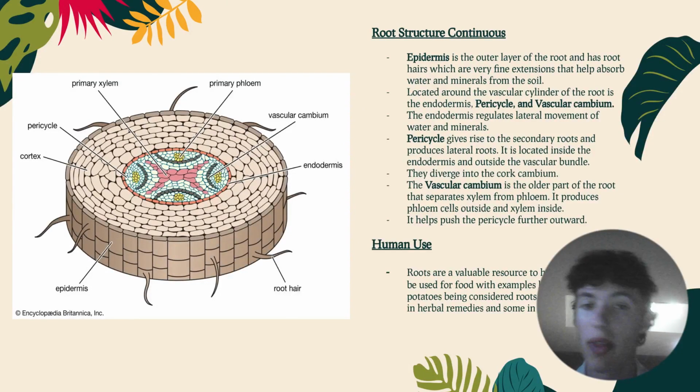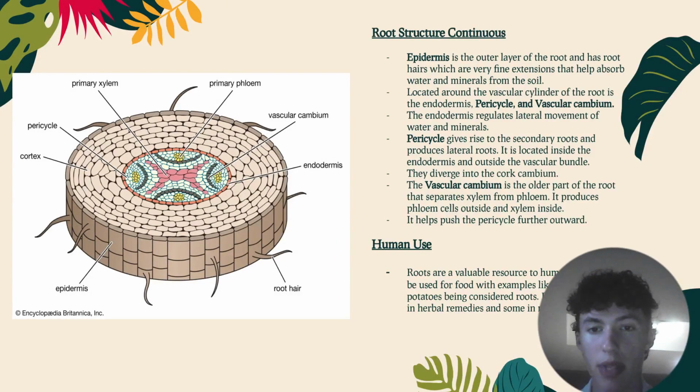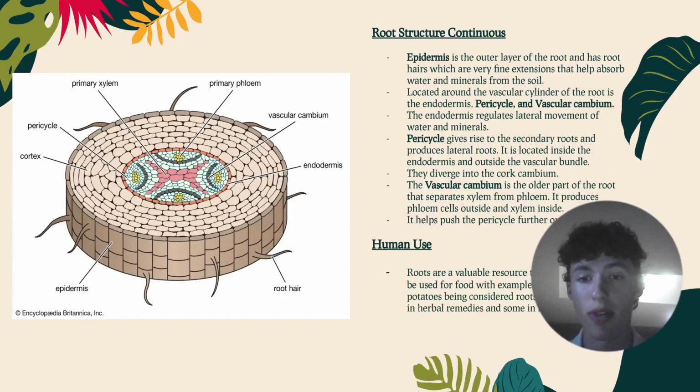It is located inside the endodermis and outside of the vascular bundle. The vascular cambium is the older part of the root that separates the xylem from the phloem. It produces phloem cells outside and xylem inside. It helps push the pericycle further outwards.